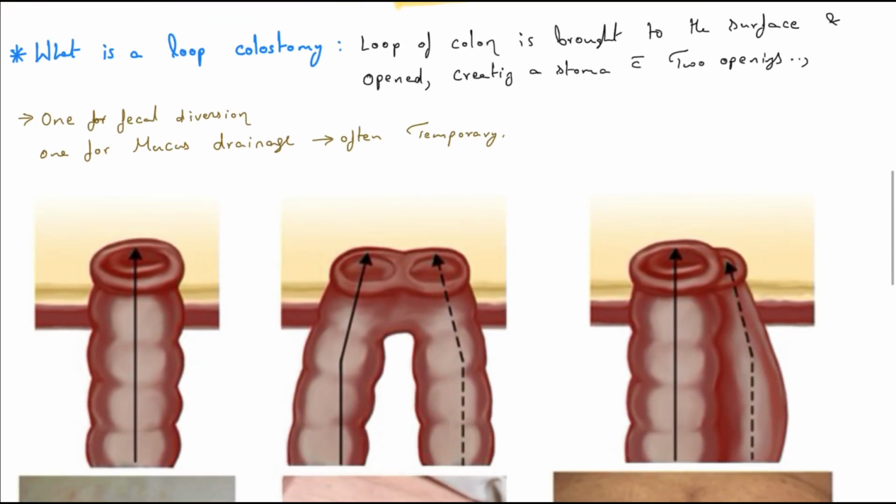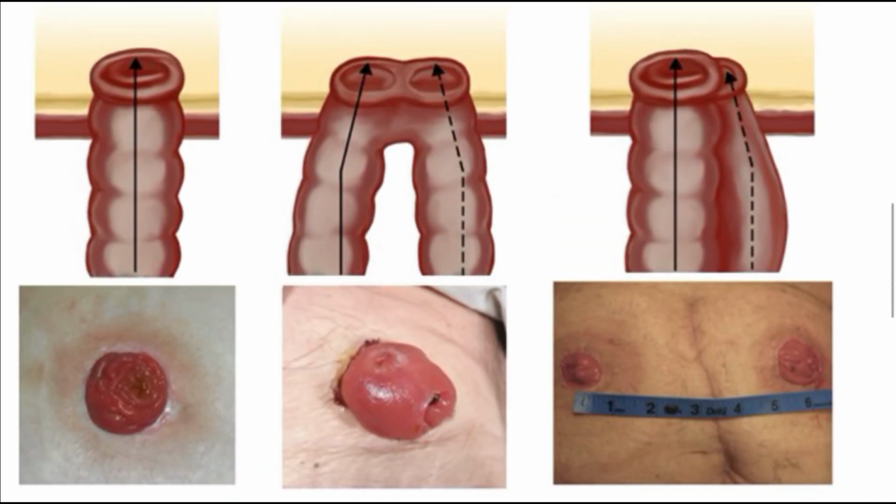So what is a loop colostomy? A loop of colon is brought to the surface and opened, creating a stoma with 2 openings. One is for fecal diversion, one for mucus drainage, often temporary. So this is the end colostomy. You can see here only one loop. This is a loop colostomy. You can see 2 loops going out.